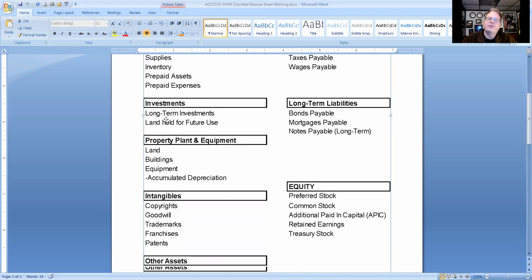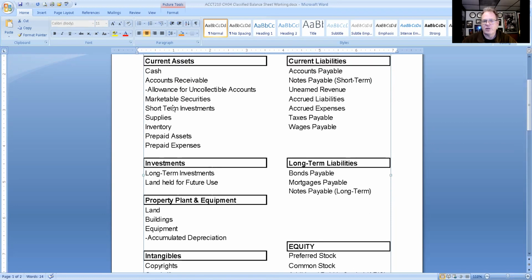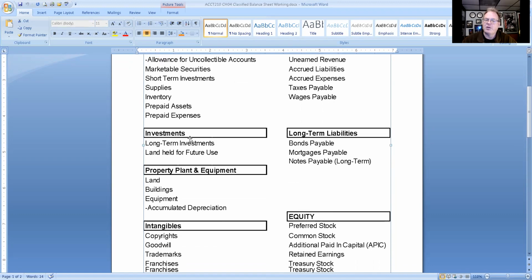Investments. These are long-term investments, more than a year. If they're shorter than a year, they go into short-term investments. Marketable securities is a more recent term, same thing. But these are long-term, so more than a year.